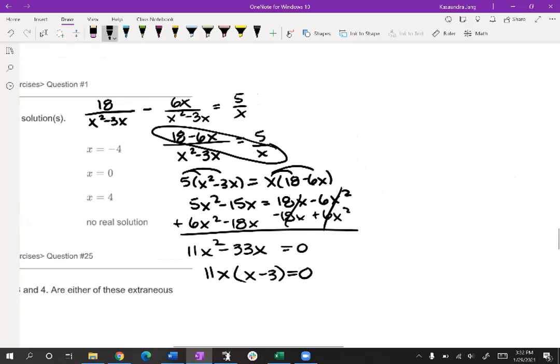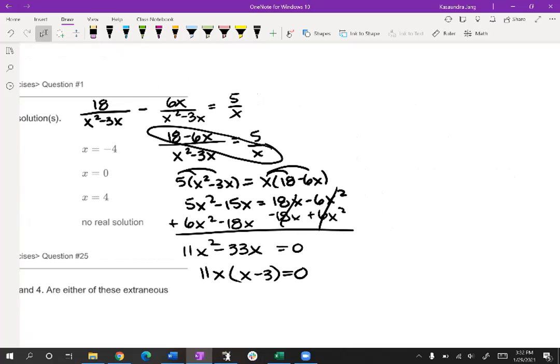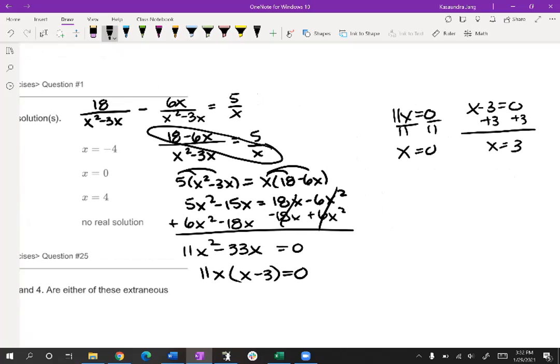All right. So I didn't have to do factor by grouping or anything like that. I'm going to set my individual factors equal to 0, which if I divide by 11 on both sides here, I just get x equals 0. And if I add 3 on both sides here, I get x equals 3. So let's check these out and make sure.